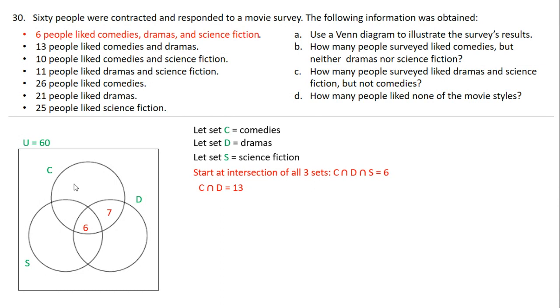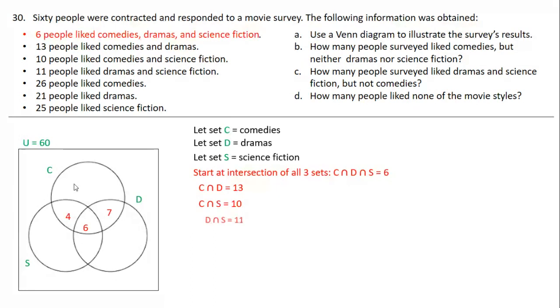So be very careful. All right. How about the second one? 10 people like comedies and science fiction. So that means the intersection of C and S. Again, I already have 6 in there. So to make 10, I just need to write 4 right where they overlap, right? Easy stuff, I hope.